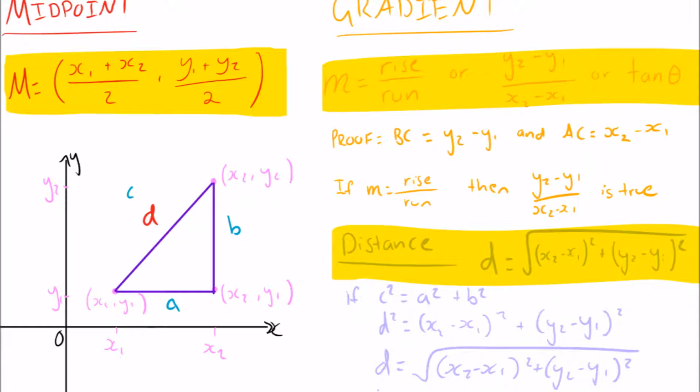Our second topic is coordinate geometry. The midpoint is a middle point between two given points. The gradient is the slope of a line, and the distance is the distance in units between 2 points. All formulas and proofs are shown on screen and are available in our PDF notes.